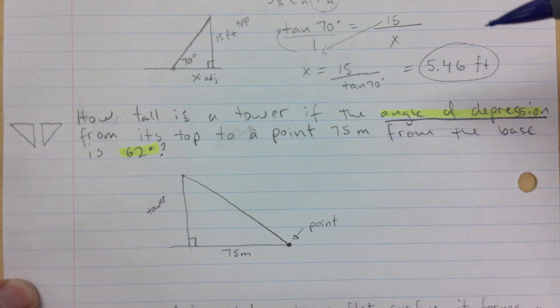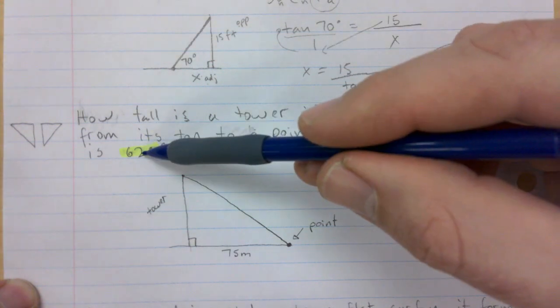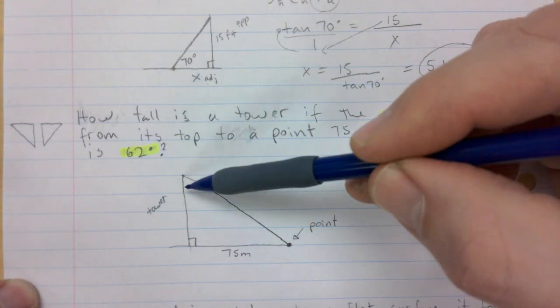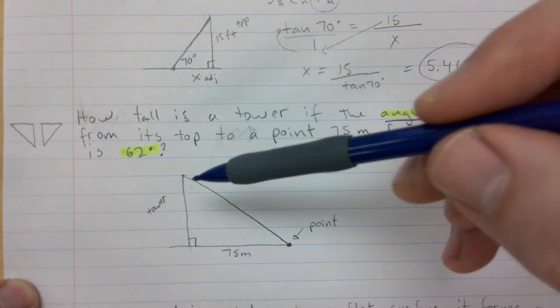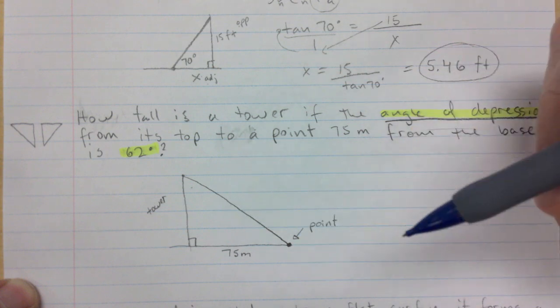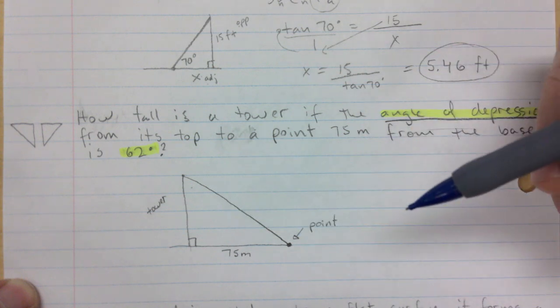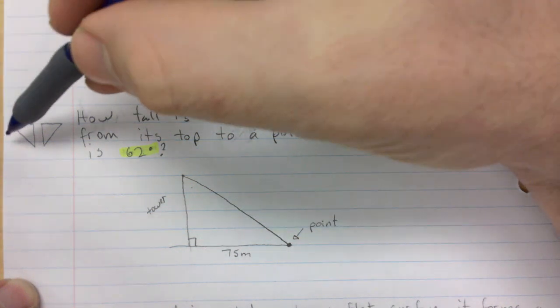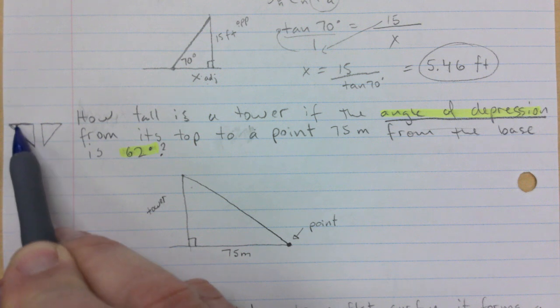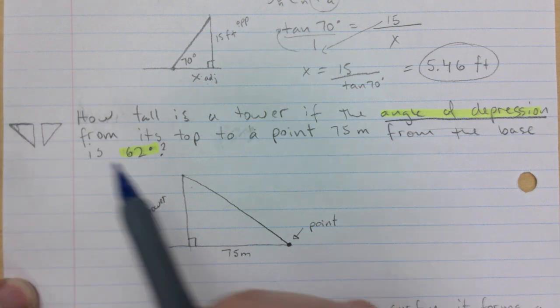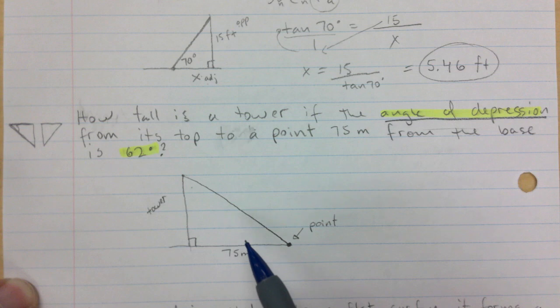A lot of students would put the 62 degrees in here because, hey, angle of depression, it's going down. But remember what the angle of depression is. It is always, look over here, between the horizontal and the line of sight looking down. So the triangle should look like this, but you don't have that here.